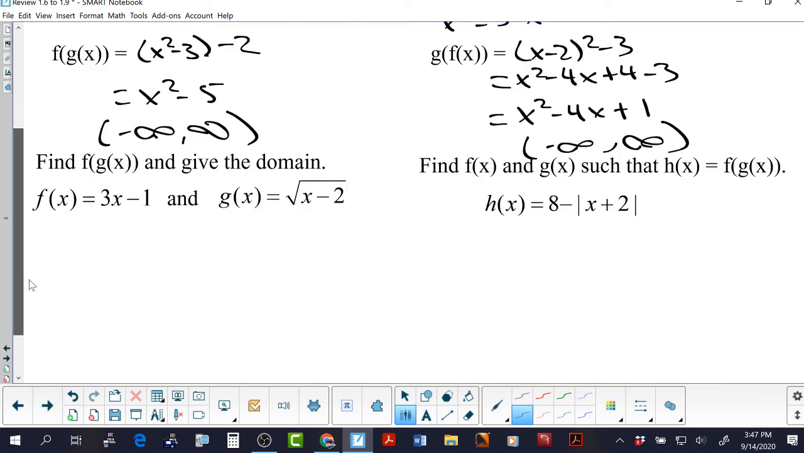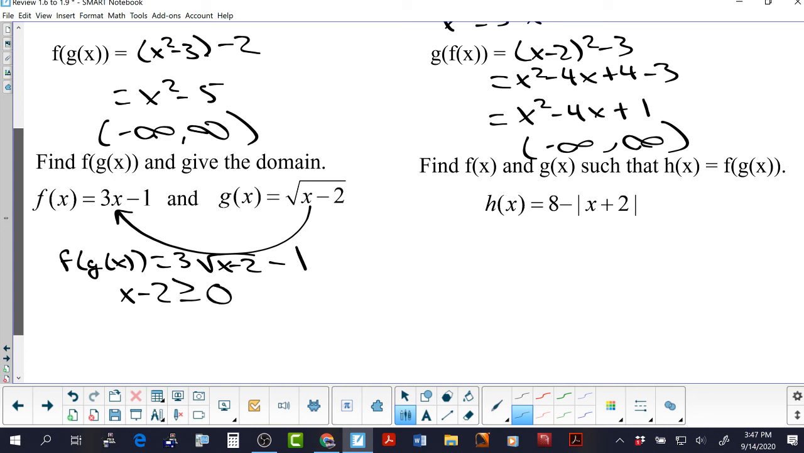Find f of g of x and give the domain. So we'll put that into here. So f of g of x is third root of x minus 2 minus 1. So x minus 2 has to be greater than or equal to 0. So x is greater than or equal to 2. So 2 to infinity.